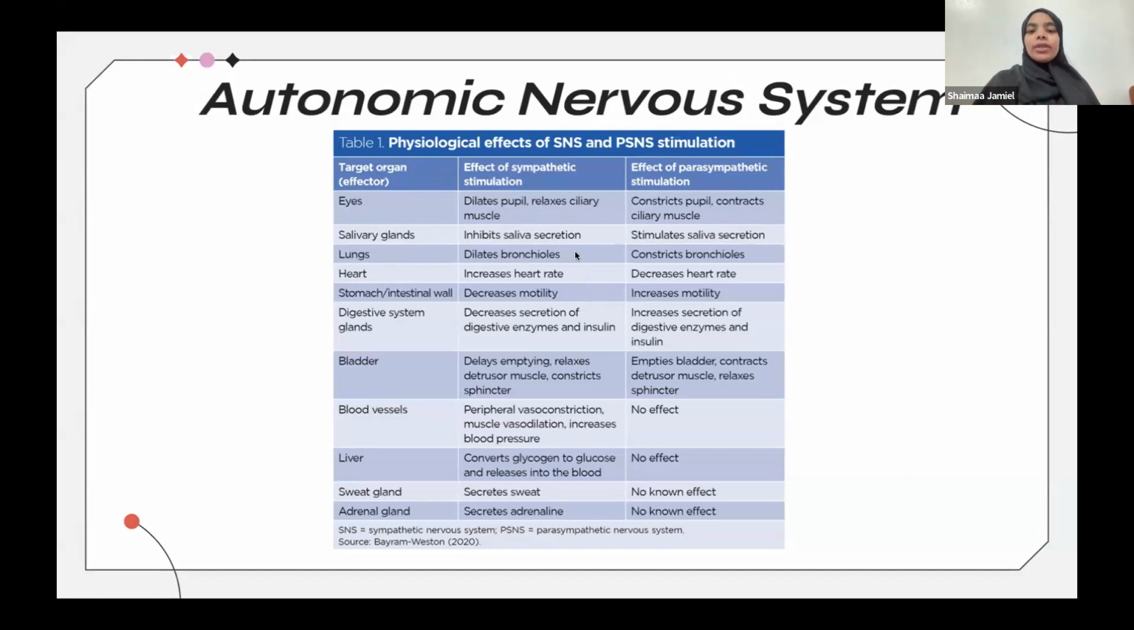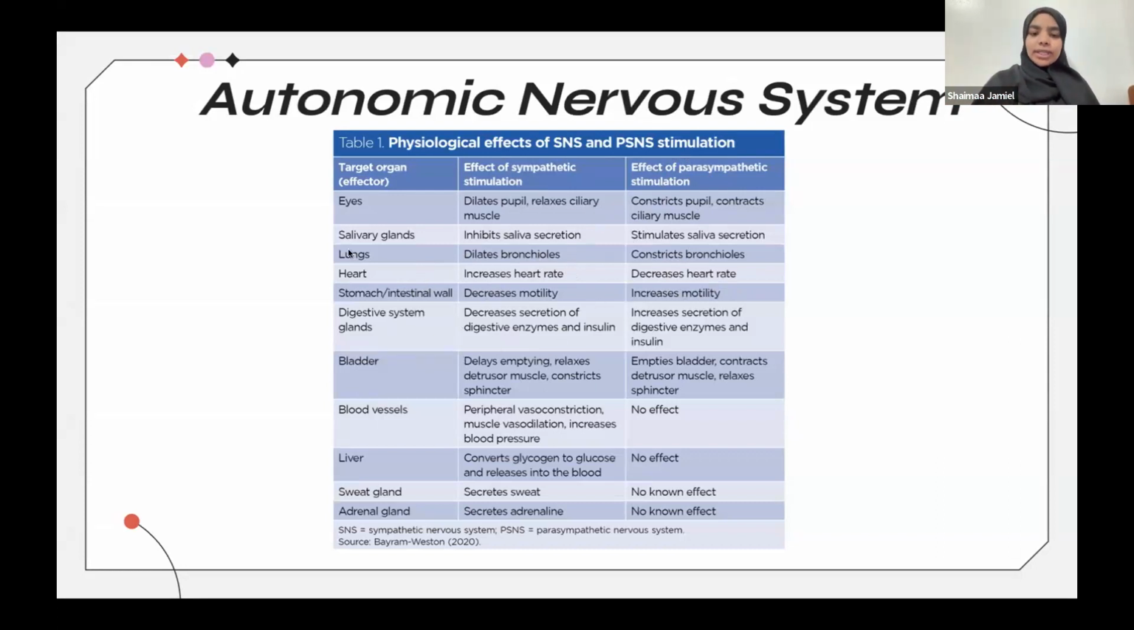The lungs: you need to breathe better and bring in more oxygen, so sympathetic dilates the bronchioles. In parasympathetic, it constricts the bronchioles. For the heart, you need more blood and more oxygen, so there is increased heart rate in sympathetic, and decreased in parasympathetic. For the GI tract in sympathetic, you don't need to digest anything right now, so decreased motility. For parasympathetic, it's rest and digest, so you increase the motility of the GI.